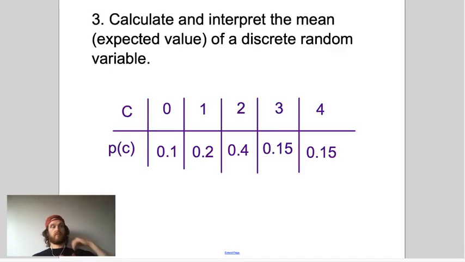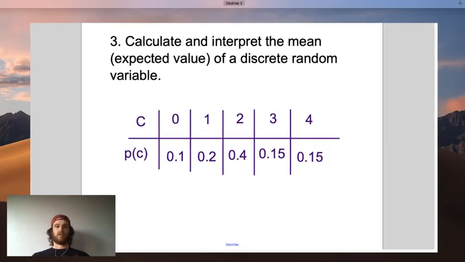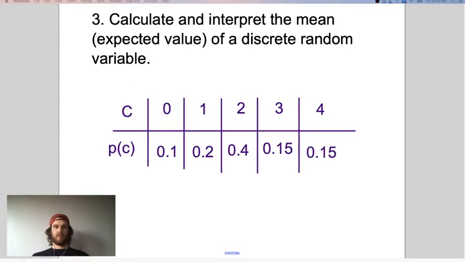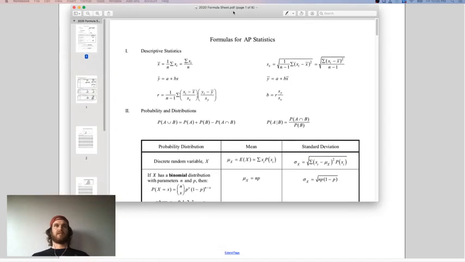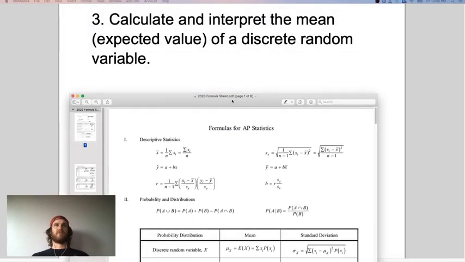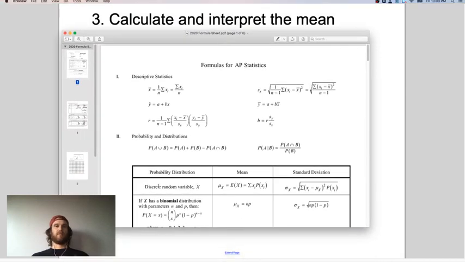Let's go ahead and move on. Learning target 3. Calculate and interpret the mean or expected value of a discrete random variable. I'm going to pull up the new formula sheet they released for the 2020 stats exam, and show you where this is. For a discrete random variable, that's the first thing we see under probability distributions: the mean, or E of x, the expected value of that variable, is equal to the sum of the values times their probabilities. So that's our mean, and that's how we're going to start.